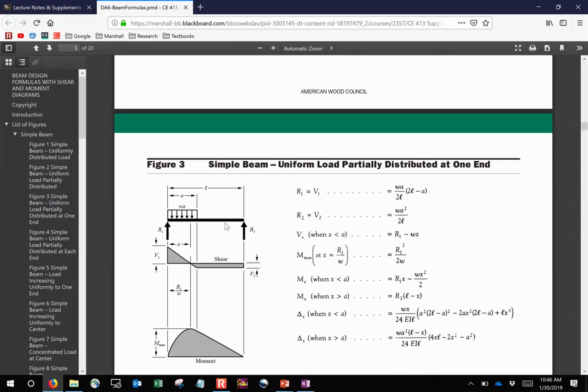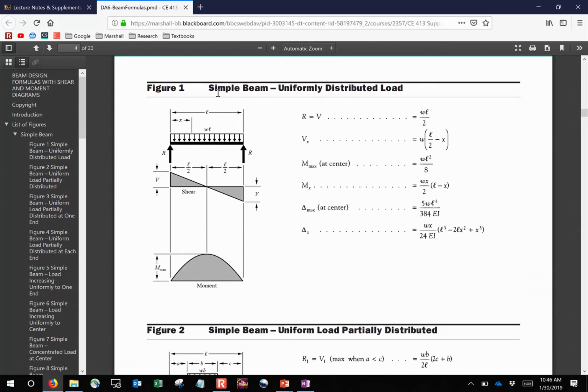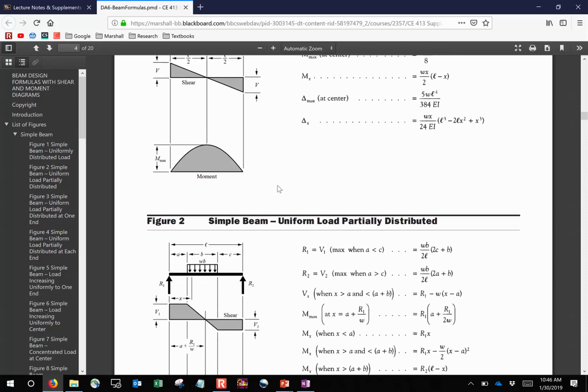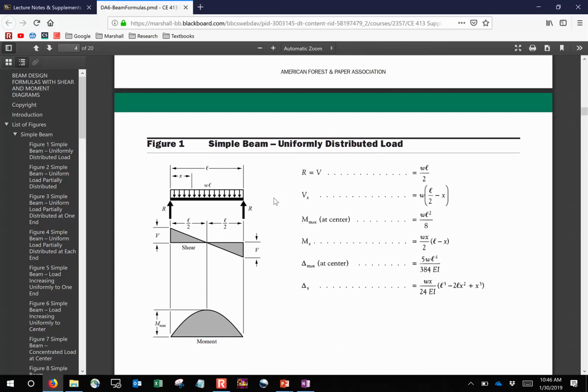So if you go, let's say, to figure number 1, simply supported beam, uniformly distributed load, M max. I've got to look at the website a bit. You can use statics and structural analysis, whatever you'd like. But the maximum moment is W L squared over 8.